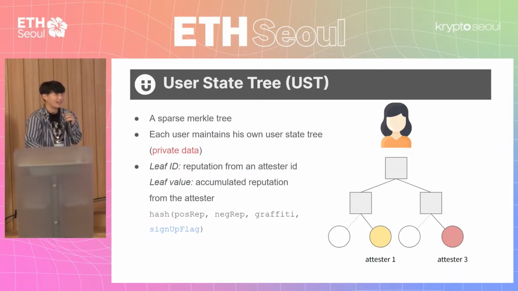The user state tree root represents how much reputation a user has in the Unirep protocol. The index of the tree is the attester ID, and the leaf value is the hash of all the reputation data, for example, the positive reputation, negative reputation, graffiti, and also a sign-up flag. For example, if a user has signed up on Airbnb, they will get a sign-up flag here. So the tree leaf is the hash of the reputation.